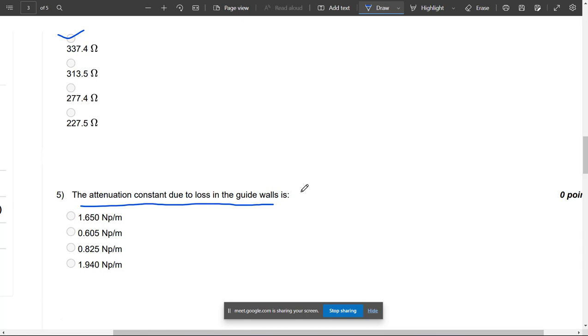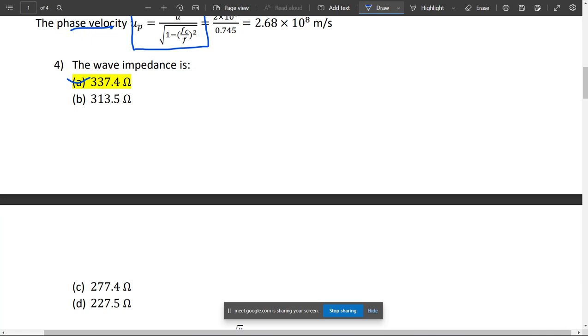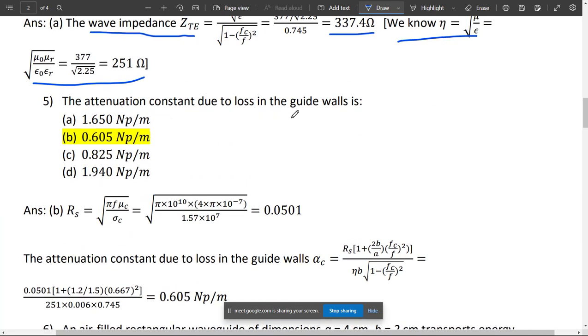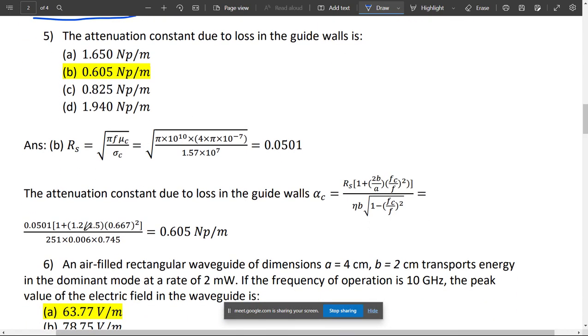Okay, so now let's go to the question. Yeah, so the attenuation constant due to loss in the guide walls. For that we have to first find out Rs, for this formula. So can someone from you tell me if this has been taught to you or not in the NPTEL lectures?